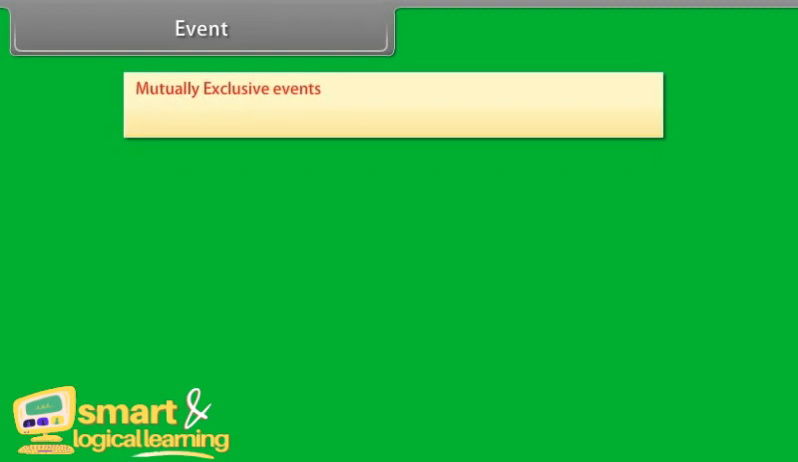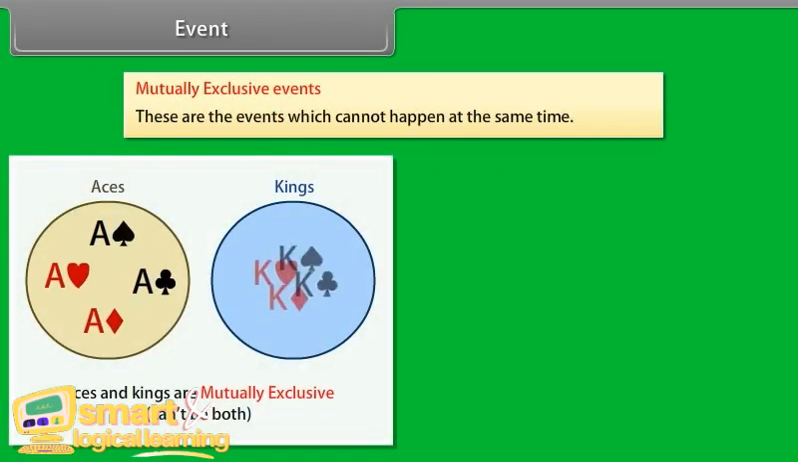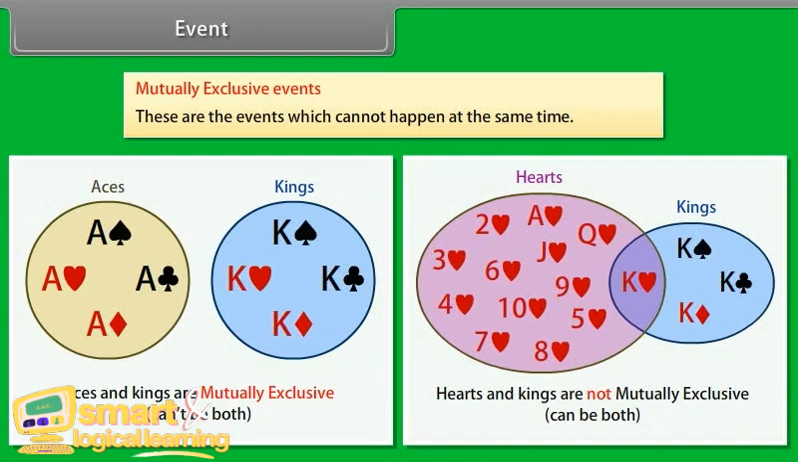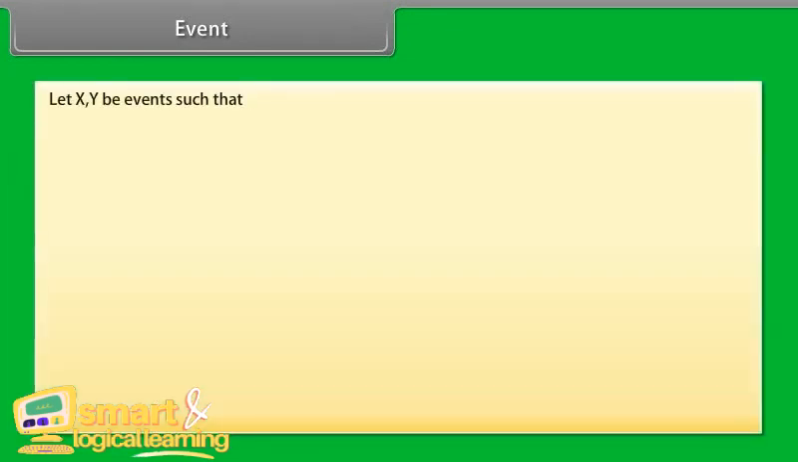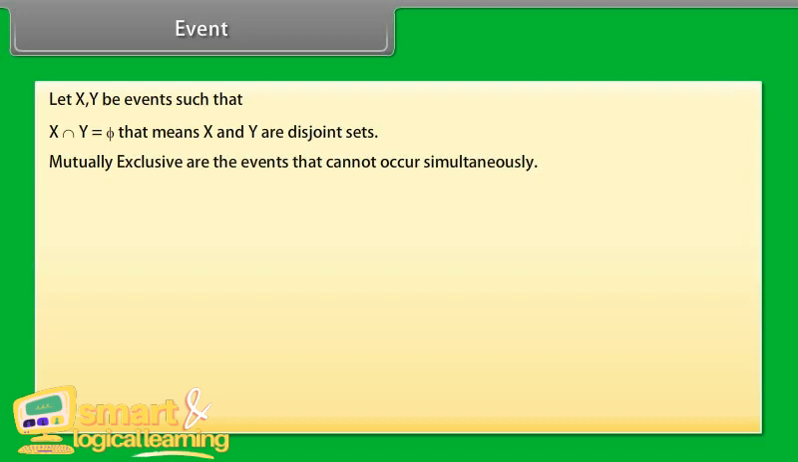Mutually exclusive events. These are the events which cannot happen at the same time. Let X, Y be events such that X intersection Y is equal to phi. That means X and Y are disjoint sets. Mutually exclusive events are the events that cannot occur simultaneously. For example, turning left and turning right are mutually exclusive. You can't do both at the same time.